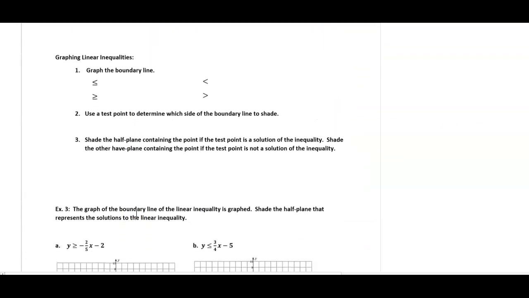Now, how do we graph these linear inequalities? Well, first thing we do is we graph the boundary line. Anytime you have an inequality that shows it's equal to, you're going to use a solid line, like such. If you are just less than or greater than, meaning you're not equal to, you're going to use a dotted line, like such.